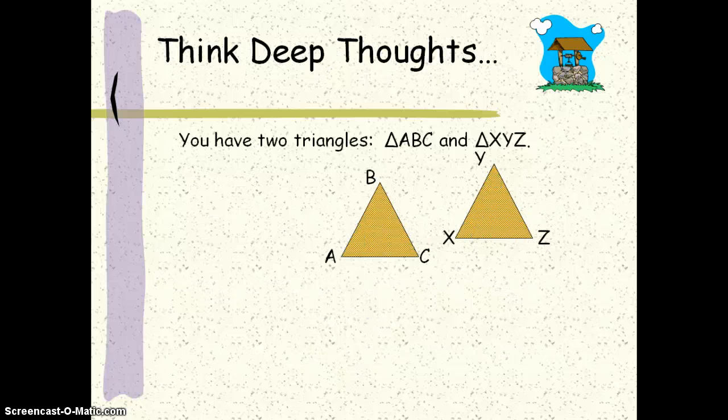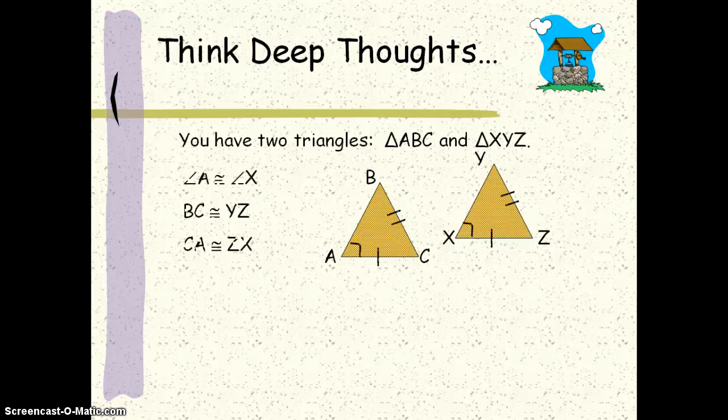Alright, let's try another example. We have triangle ABC and triangle XYZ again. And I tell you that angle A and angle X are congruent, BC and YZ are congruent, and CA and ZX are congruent.